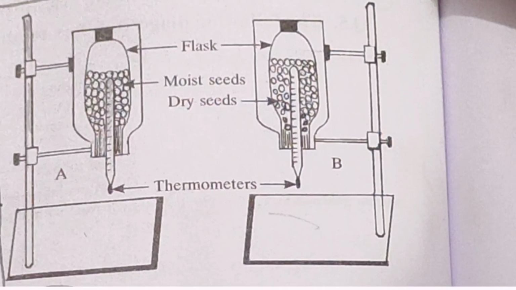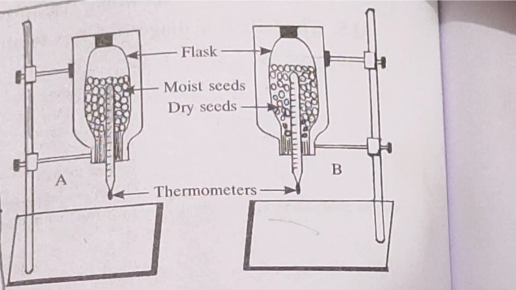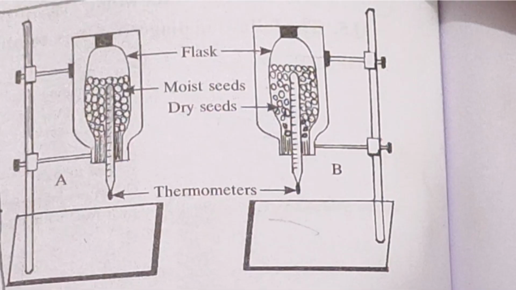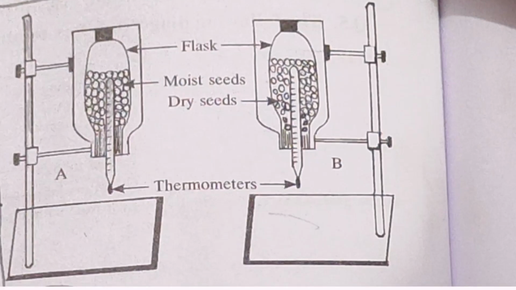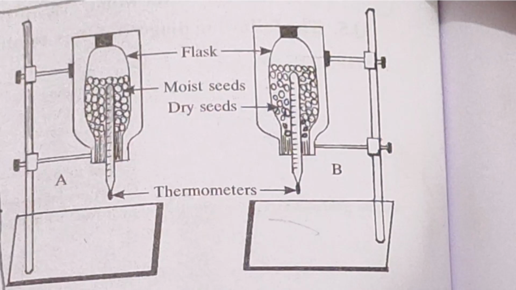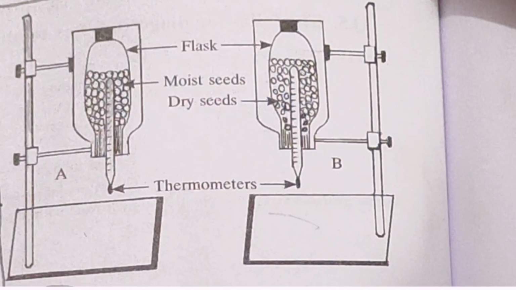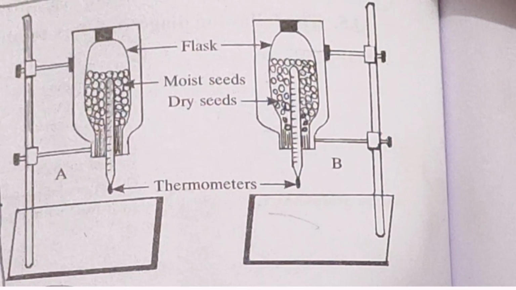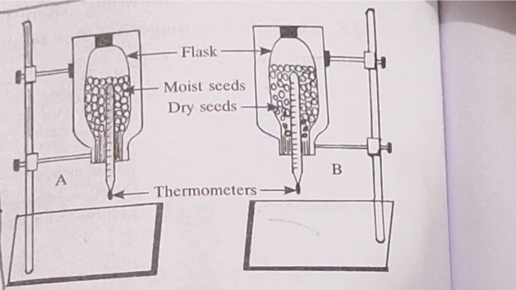After a few hours, you will see that the temperature of flask A has risen up. This will be clearly visible in the thermometer, but in case of thermometer B, there will be no change. So it is clear that when respiration occurs, heat is released, right? So the respiration has taken place in the moist seeds but not in the dry seeds. This clearly explains that dry seeds do not respire. Now let us see the next experiment.